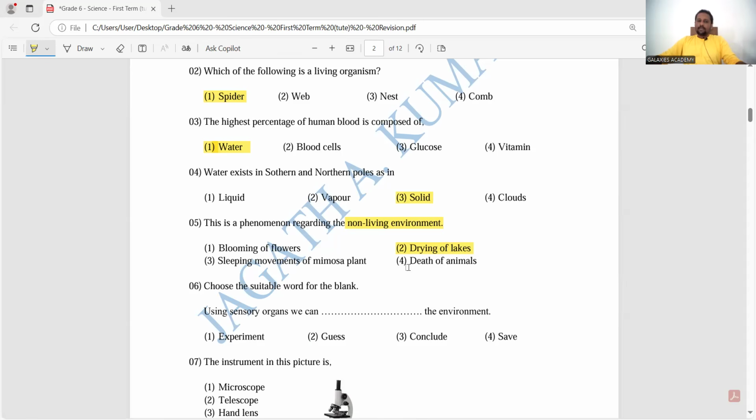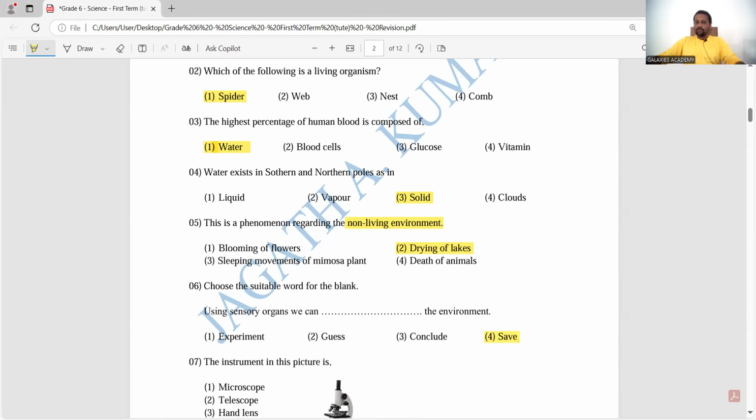So what is the correct answer? The answers given: experiment, guess, conclude, and save. So what is the more suitable answer for question number 6? It should be save, right? Because to conclude, we have to use our brain. To guess also, you have to use your brain. To do experiments, we have to use our hands, right? So using the sensory organs, we can save the environment.